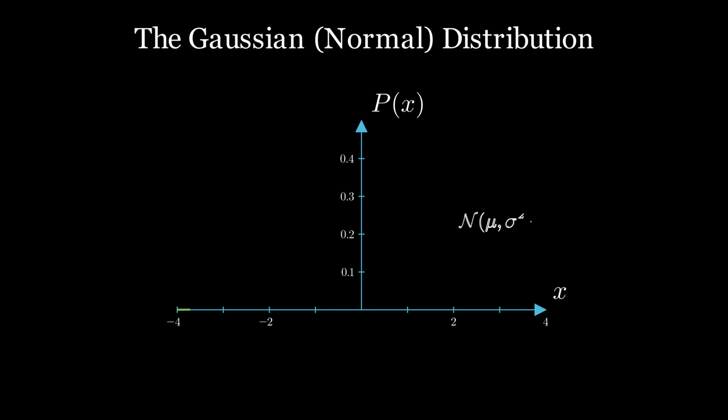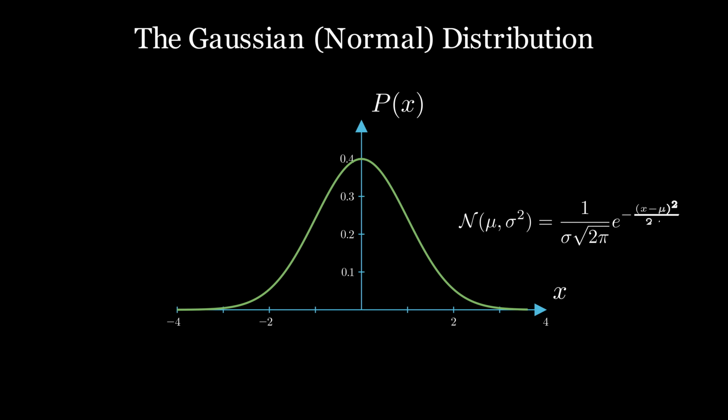It's defined by two parameters: the mean mu, which centers the distribution, and the variance sigma squared, which controls its spread. The mean mu determines where the peak is centered, while the standard deviation sigma controls the width of the distribution.